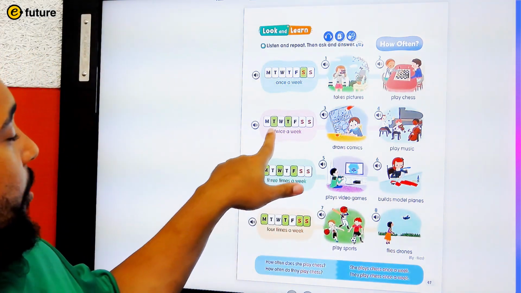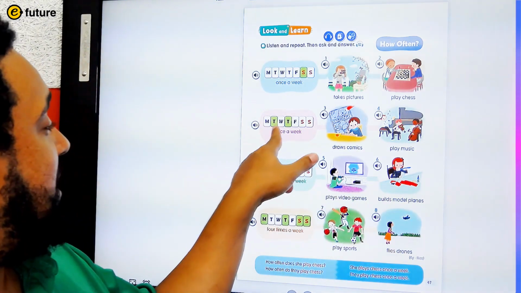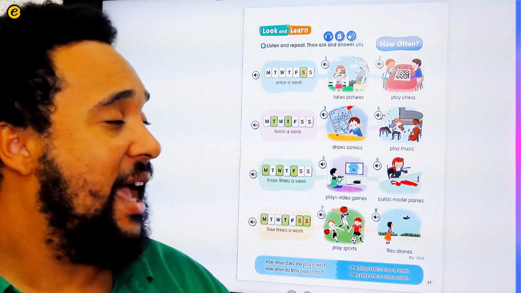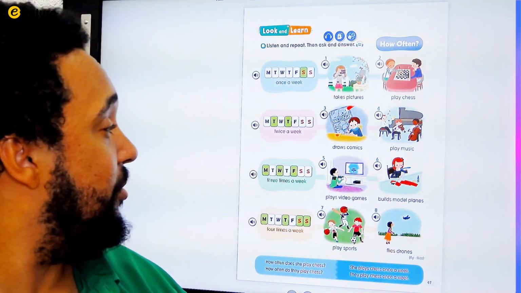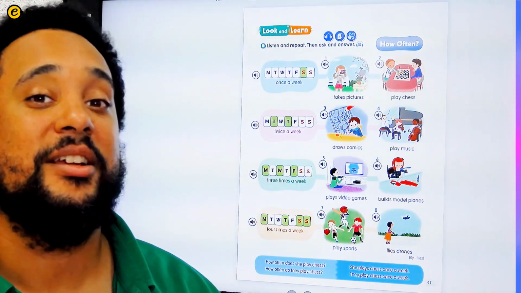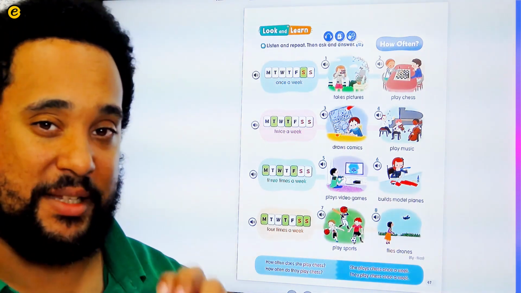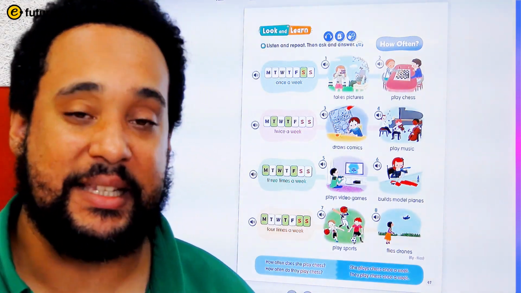How about down here? How many green boxes do we have? We have two. We have Tuesday and Thursday that are green. So, for instance, how often do you draw comics? I draw comics twice a week. So not 2 times a week, twice a week. Very good. So we are going to practice these together.